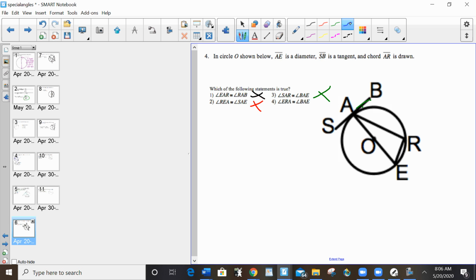And ERA is inscribed to EA, which is a diameter, a semicircle, which makes it a right angle. BAE is a tangent and a diameter, which makes it a right angle. They're both right angles, therefore they're congruent. Choice 4 is your answer.